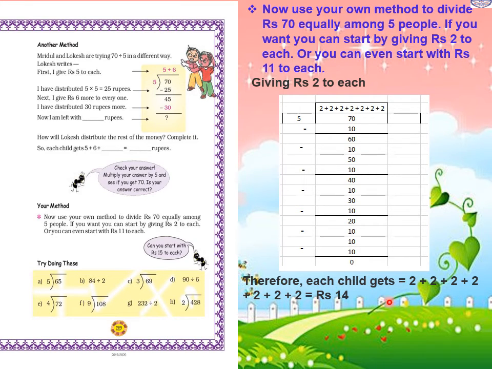So each child gets 2 plus 2 plus 2 plus 2 plus 2 plus 2. 2 plus 2 is 4, 4 plus 2 is 6, 6 plus 2 is 8, 8 plus 2 is 10, 10 plus 2 is 12, and 12 plus 2 is 14. So how many rupees will children get? Rupees 14, if we give rupees 2 to each. Okay, if we start with rupees 2, they will get rupees 14.